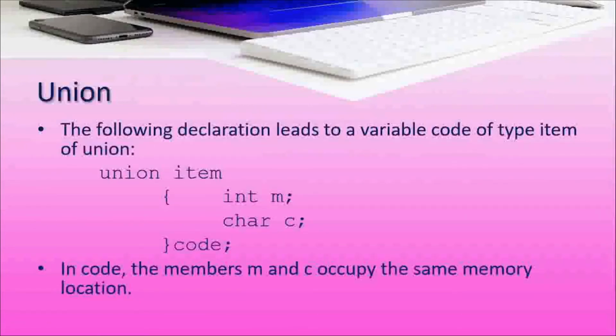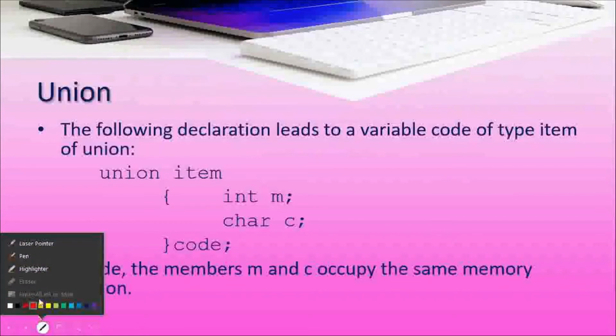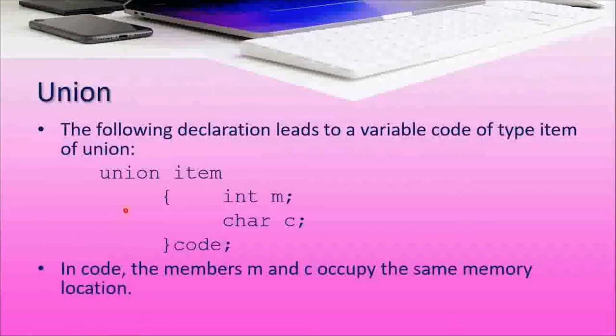So this is the definition. This is how a particular union can be defined. So instead of struct, we use union here. Union is the keyword that is used for a union. In the case of a structure type, we have to use the keyword struct. Then item will be the name of that particular type. So item will be the union type.